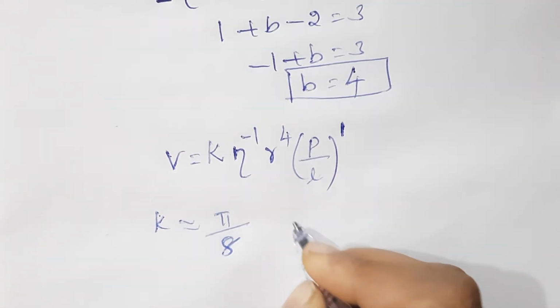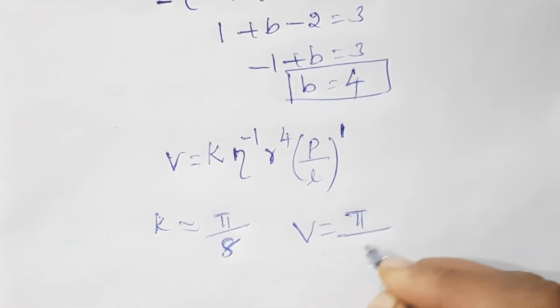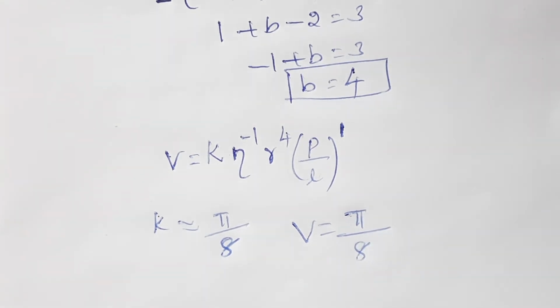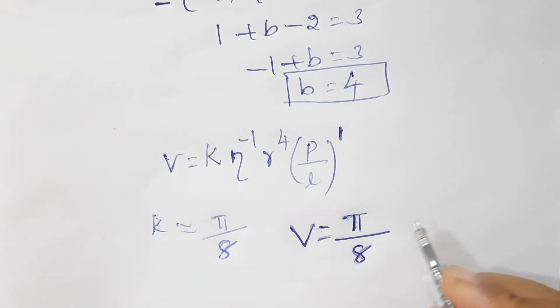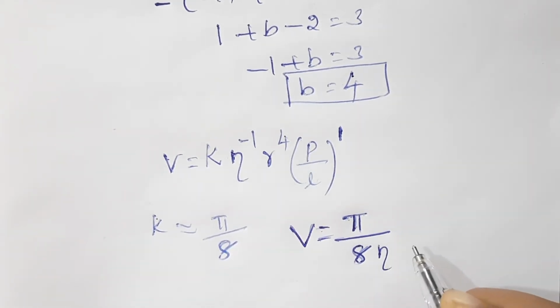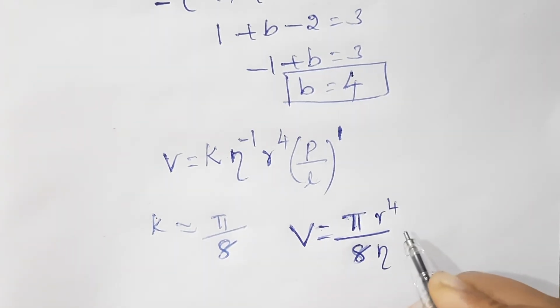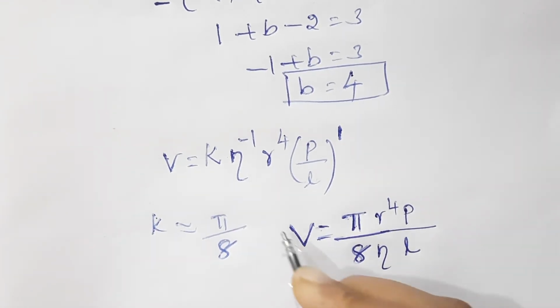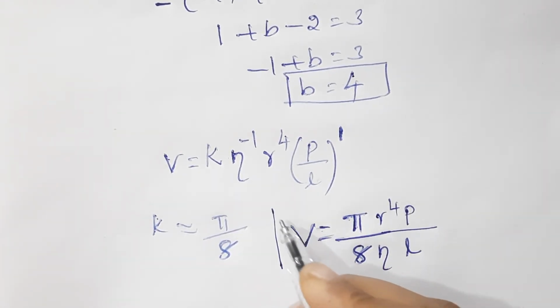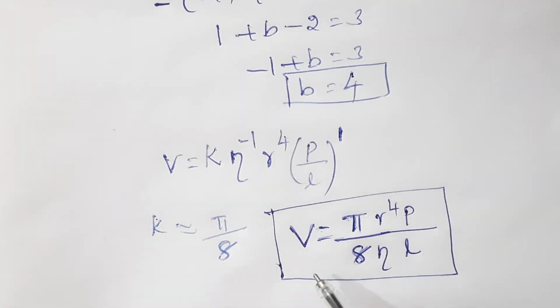So, V can be written as pi by 8 into eta power minus 1, that we can write in the denominator, and r power 4 in the numerator, then P by L. So, this is Poiseuille's equation. V is equal to pi r power 4 P divided by 8 eta into L. This equation is known as Poiseuille's equation for the flow of liquid in the capillary tube.